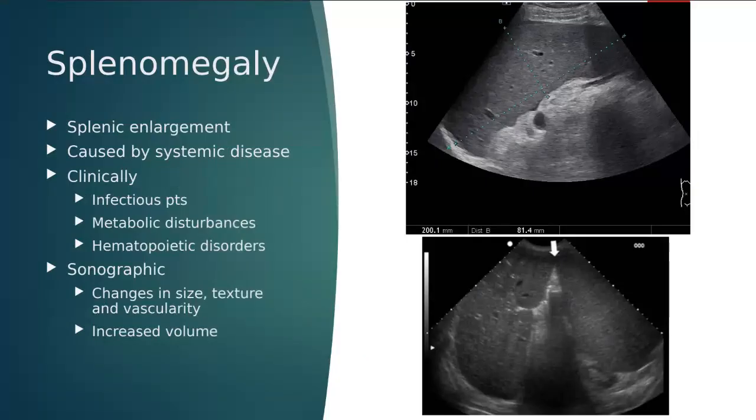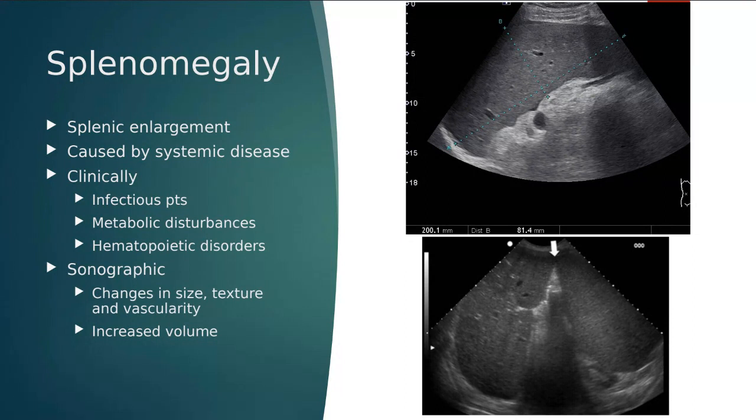Next, we have our splenomegaly, so the exact opposite of splenic atrophy. This is the enlargement of the spleen. This is going to be caused by some type of systemic disease. Mono is usually a very big culprit of splenomegaly, so we see this a lot in teenagers. Teenagers are more prone to get mono. Clinically, we're going to see this in a patient who is undergoing some type of infectious process, or they have a metabolic disorder or a blood disorder that's causing that spleen to be reactive and enlarged.